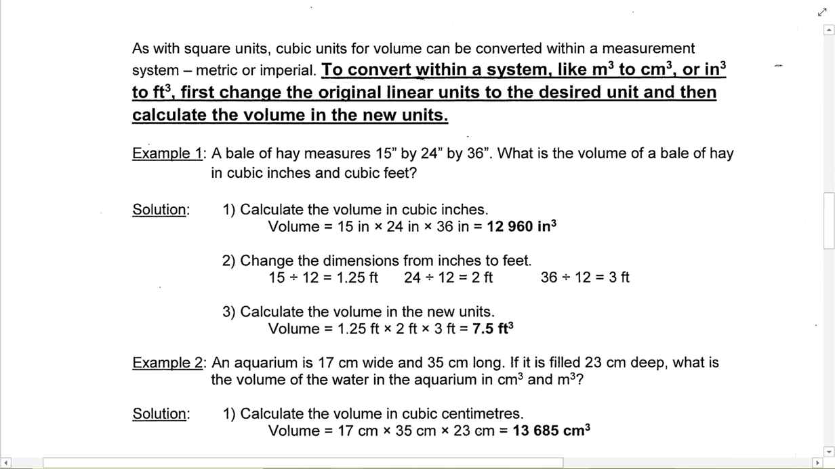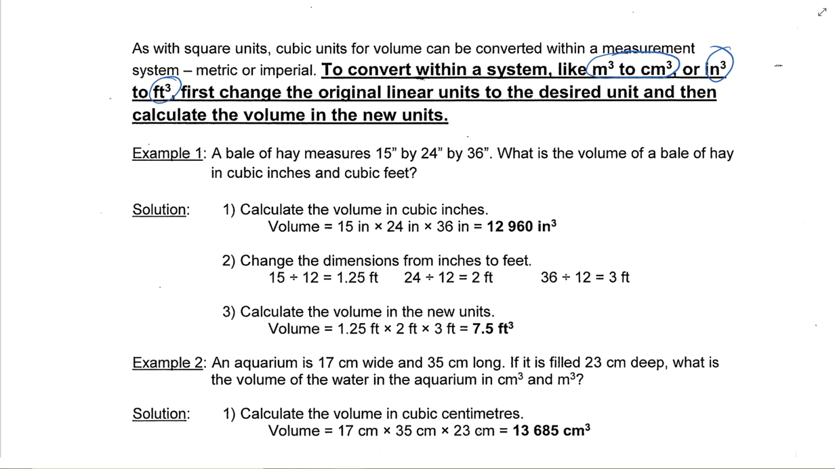So again, to convert within the system, you cannot simply convert meters cubed to centimeters cubed. It's not a straight, easy conversion like it was with centimeters and meters. Even inches cubed or feet cubed. Okay, so what you have to do is there's a couple different ways of doing it. Number one, you can change your original units or you can change your units after.